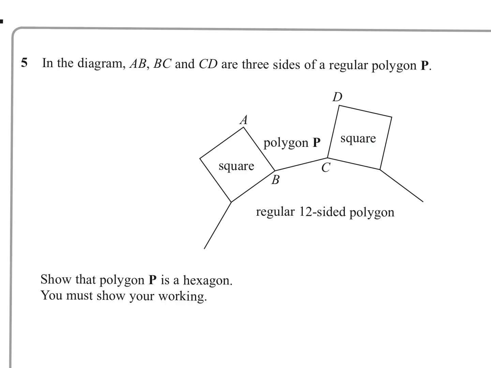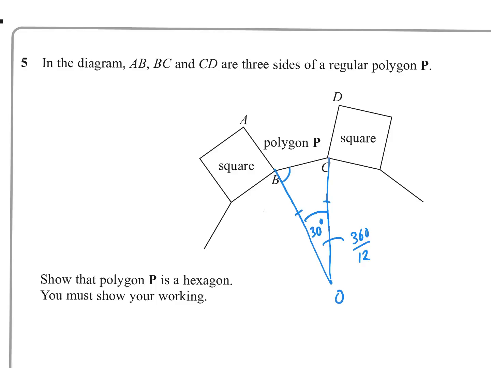Question 5. In the diagram, AB, BC and CD are 3 sides of a regular polygon P. Show that polygon P is a hexagon, and we've got to show all our working. Well, we're shown here that this is a regular 12-sided polygon, i.e. it'll be a dodecagon, wouldn't it, going all the way around here. So we can try and do some workings out now. So if we had a centre here and we just drew in these arms here, then we know that it's a dodecagon, so it's a 12-sided regular, all the sides are the same, so we're going to do 360 divided by 12, and that's going to be 30 degrees for this angle here.